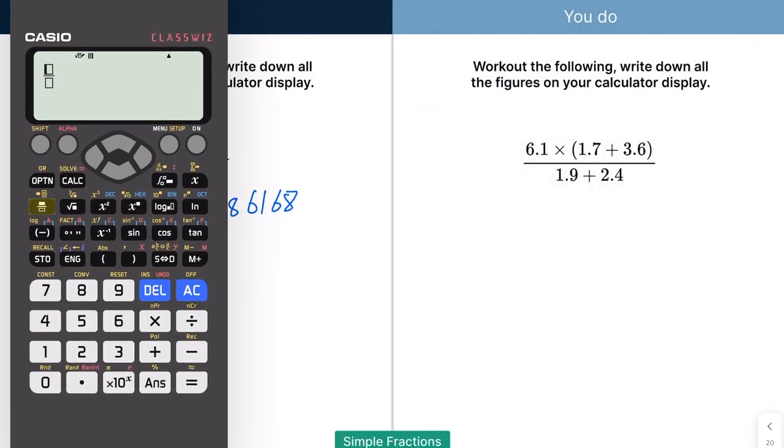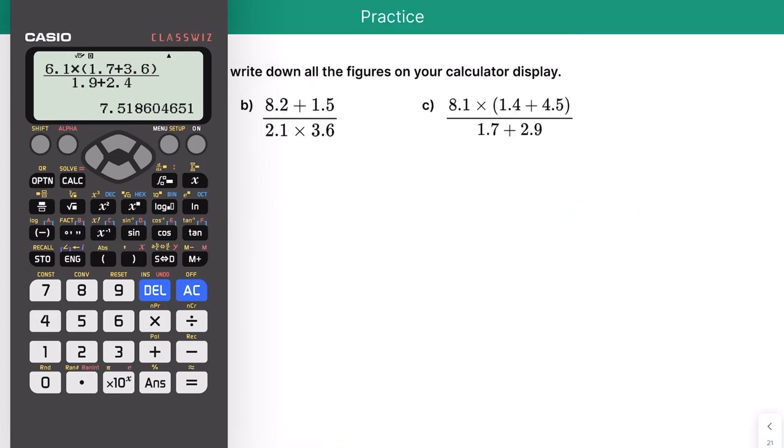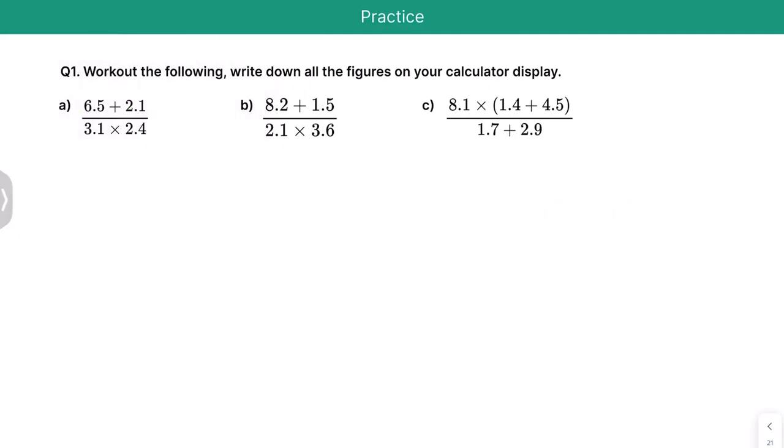Again, hopefully you've pressed pause and had a go at this. So press the fraction button and then use the brackets. We must use the brackets here because the question has brackets. And that gives us 7.518604651. So here's some practice questions for you to have a go at. Press pause and have a go. Here are the answers, mark your work.